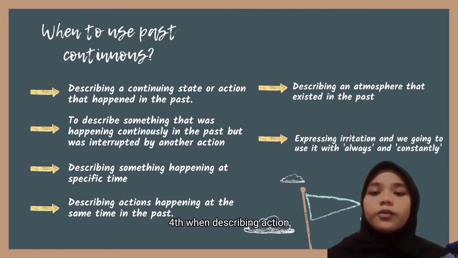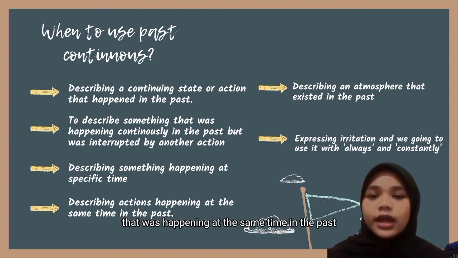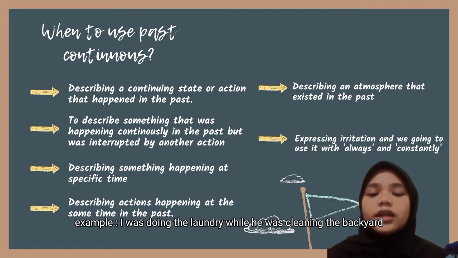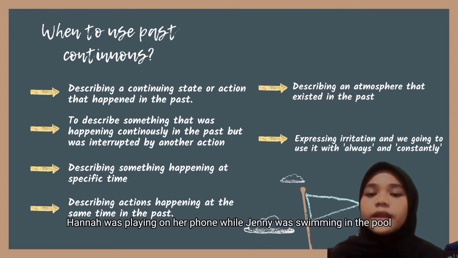Fourth, when describing actions that were happening at the same time in the past. Example, I was doing the laundry while he was cleaning the backyard. Hannah was playing on her phone while Jenny was swimming in the pool.